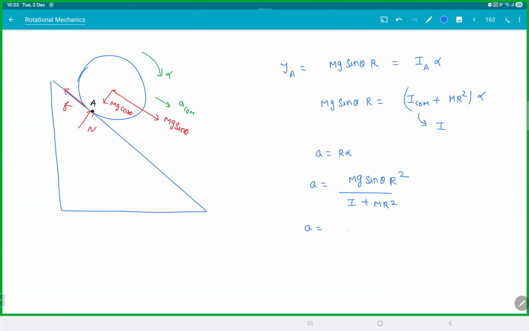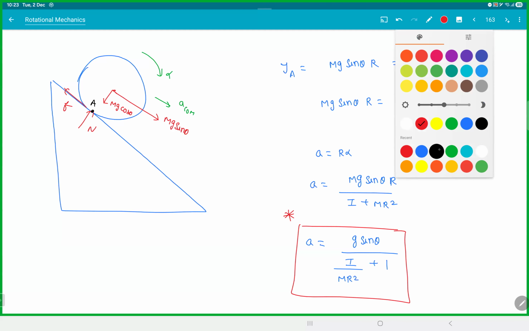So you can actually remember this result. It is a Mains or CET level question. a is equal to g sin theta by (I by mR square plus 1). That's the result for any body. So now I can give you a solid cylinder, hollow cylinder, whatever it is, you will finish it off.